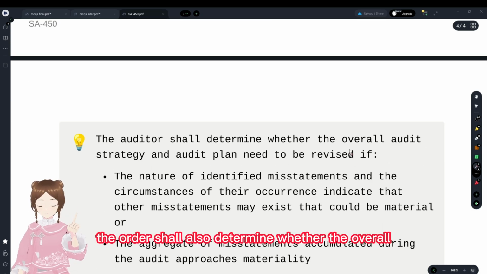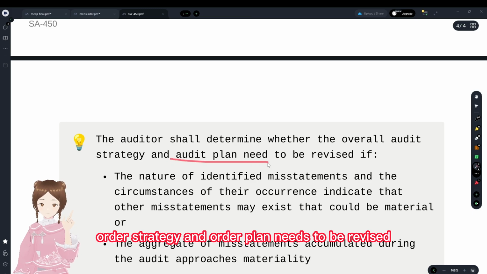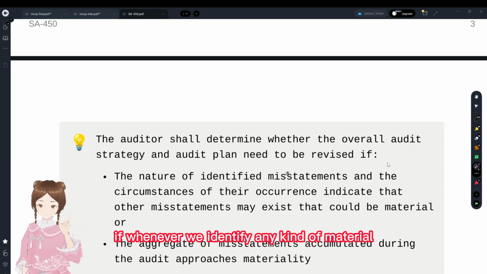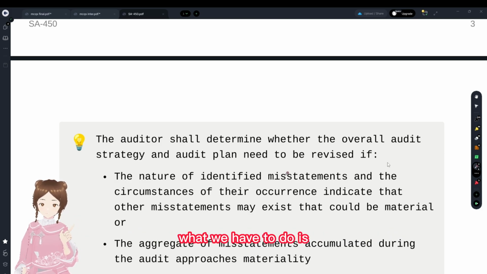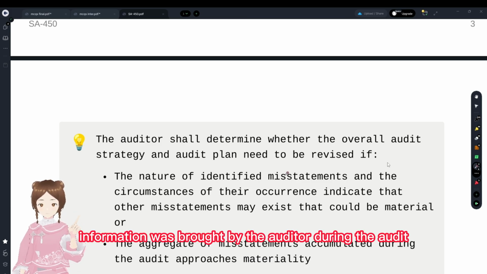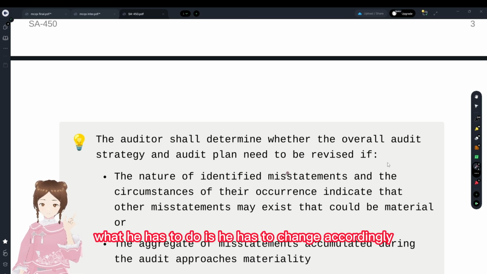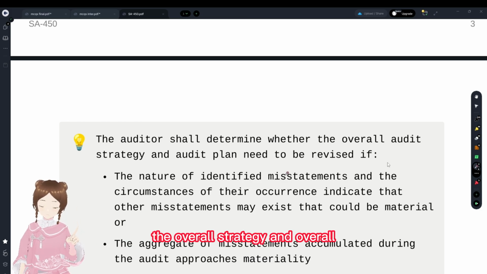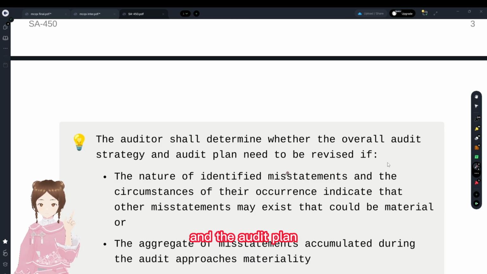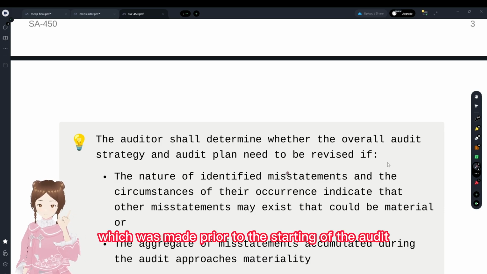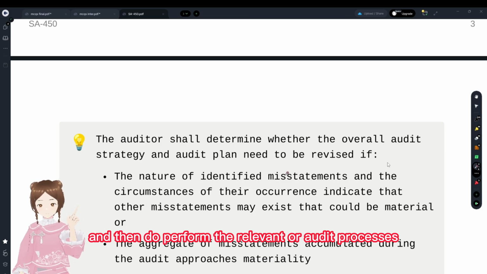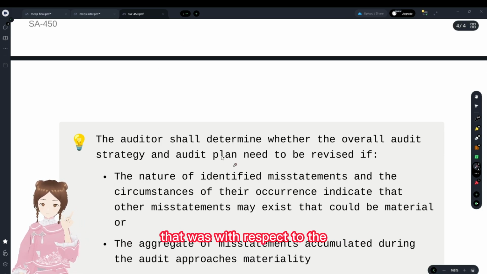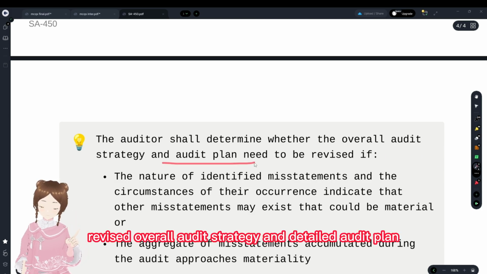The auditor shall also determine whether the overall audit strategy and audit plan need to be revised. Whenever we identify any kind of material misstatements, as such information was obtained by the auditor during the audit, he has to change accordingly the overall strategy and the detailed audit plan, which was made prior to the starting of the audit at the initial stage, revise the materiality also, and then perform the relevant audit procedures with respect to the revised overall audit strategy and detailed audit plan.